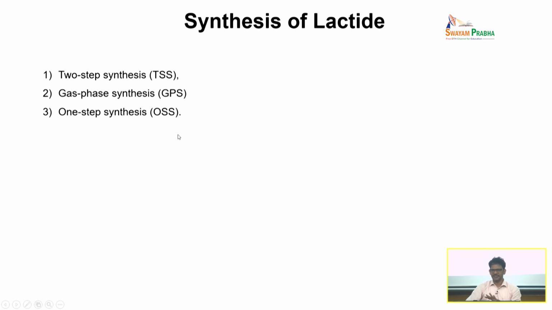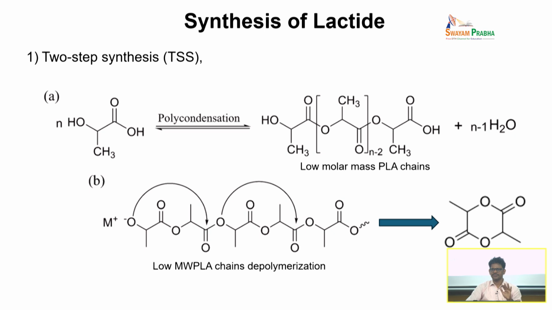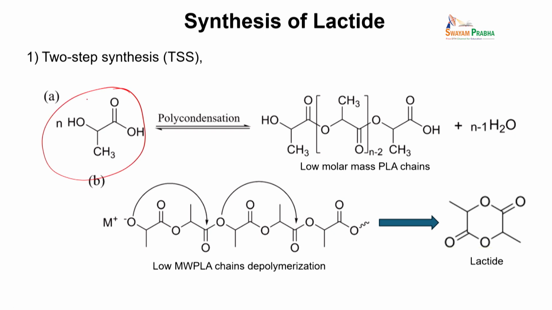I'm not going to discuss the details of the catalyst and conditions, but I'll try to say as much information as needed for you. For example, if you consider 2-step synthesis, you start with your lactic acid and do what is called polycondensation. You will create low molar mass PLA, low molecular weight PLA, and some amount of water will come. If you continue this reaction for long, because of the production of water, you will have some sort of a limitation in how much you can grow. That's the limitation I already mentioned about direct polymerization. But in this case, we want to only make a dimer, not a polymer.